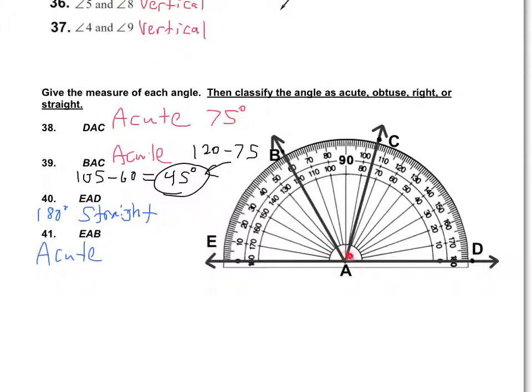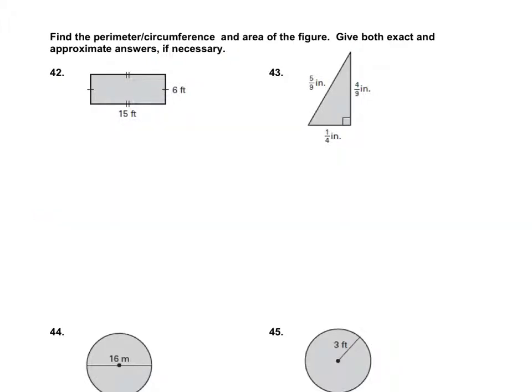And if I follow ray B up there, I can see that it crosses through 120 and 60. Well, it's acute, so it's going to have to be the 60-degree angle. All right, and our last four problems here say find the perimeter or circumference and the area. Give both the exact and approximate answers if necessary. All right, so both perimeter and the area.